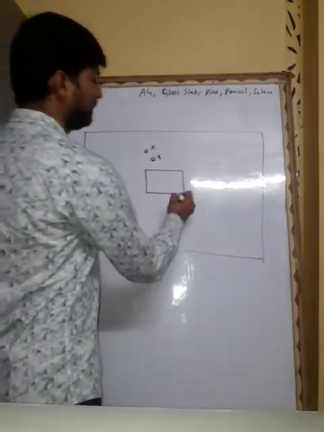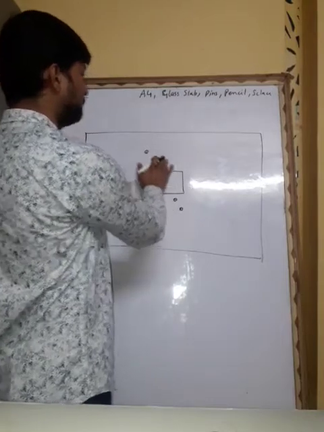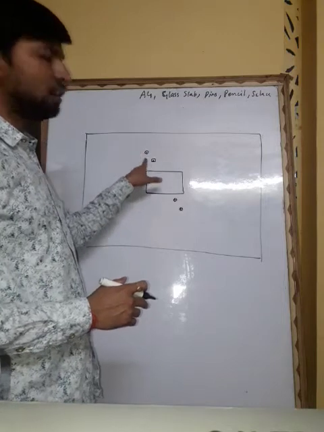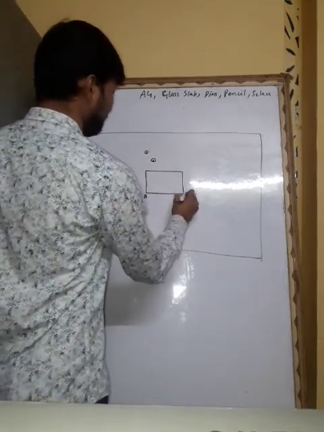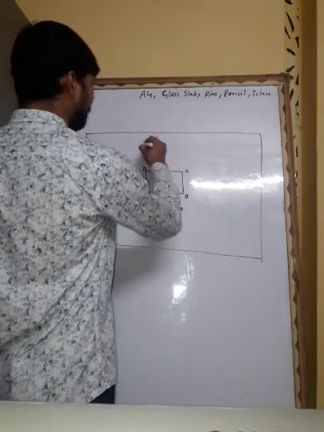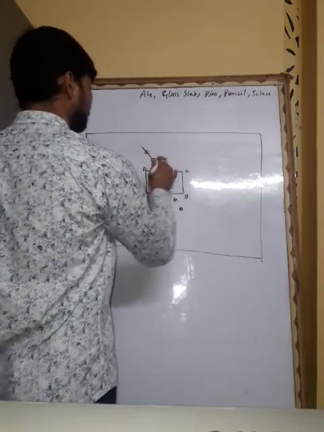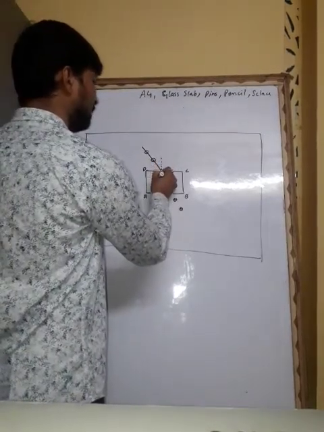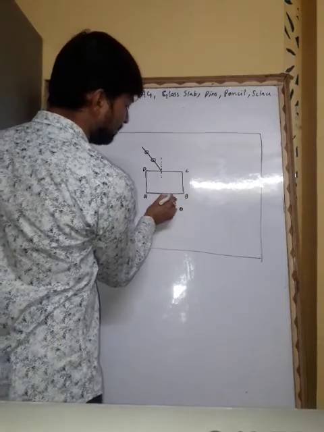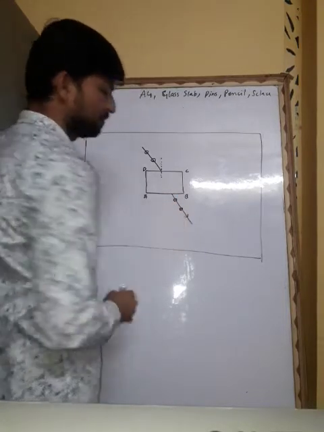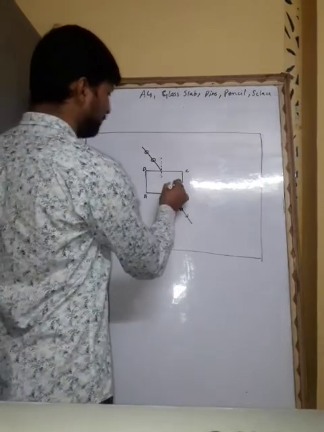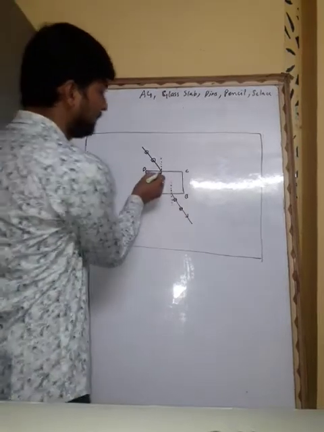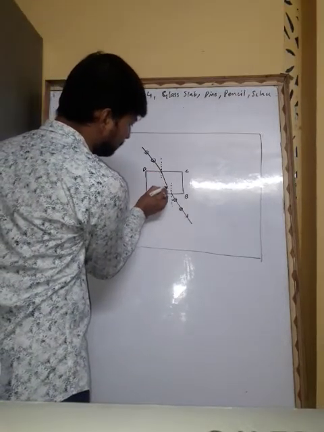Now remove all the pins and mark the points. By marking these points, you draw a line. ABCD is your glass slab, and now we mark a point. We make a normal here, and again we mark these points and make another normal. These are the two normals, and we join the line from end to end.